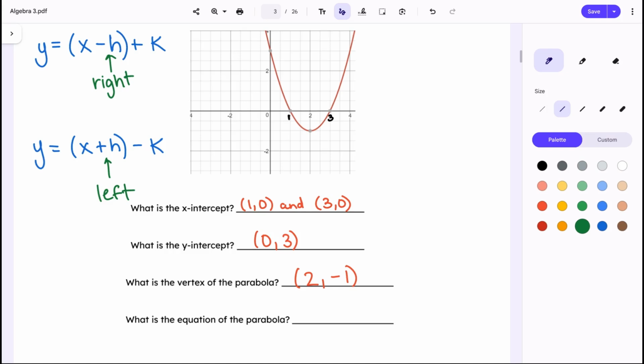The k on the outside does not do that, like switch in direction. It is what it appears as. So if it's a plus k, that's going to move it up. If it's a minus k, that's going to move it down.